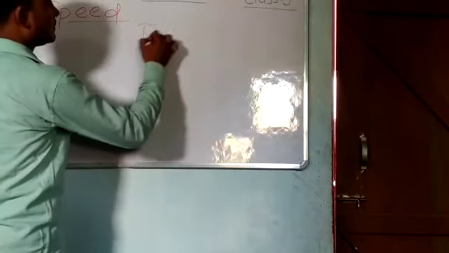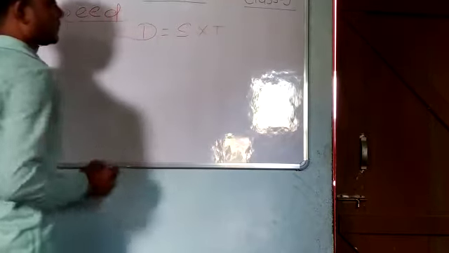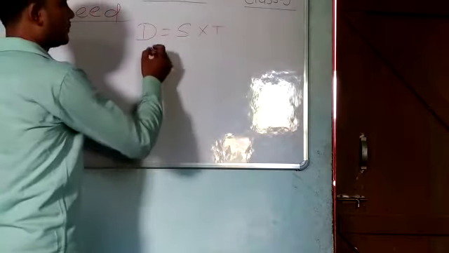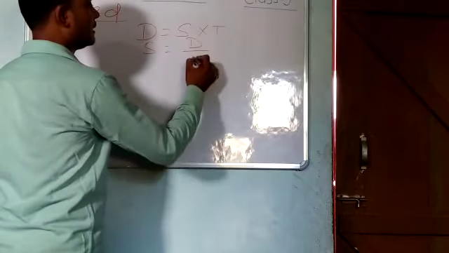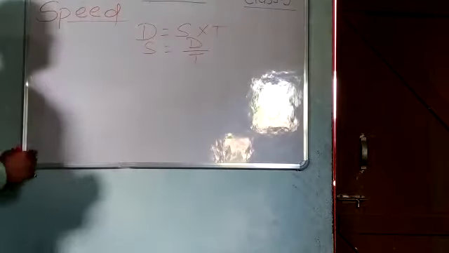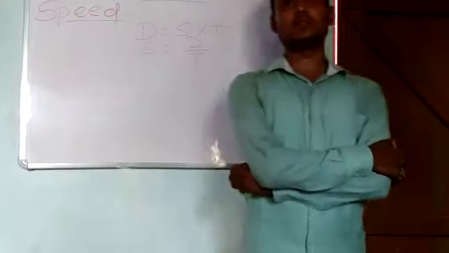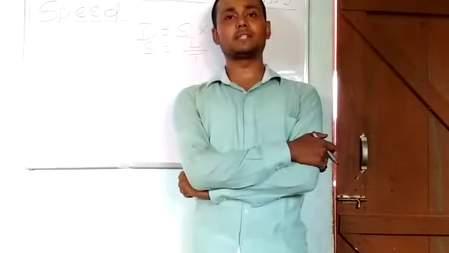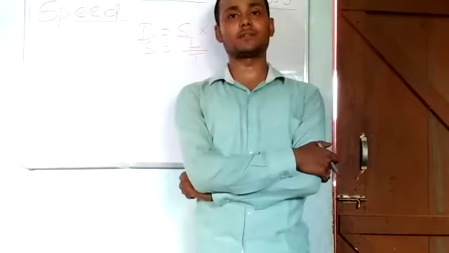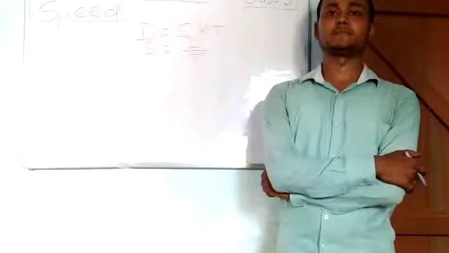Speed. We know that distance equals speed into time. From this, we find that S equals D upon T. The rate of distance covered by an object is said to be its speed. The total distance covered by an object per unit interval of time is known as its speed.